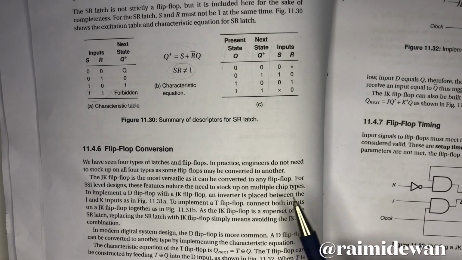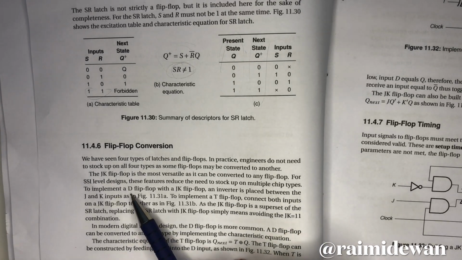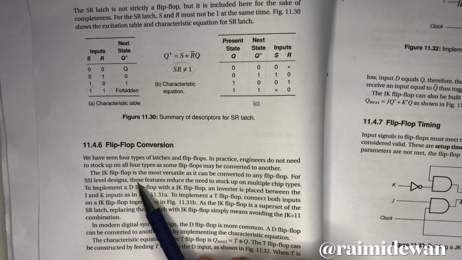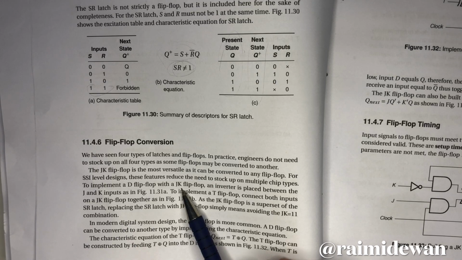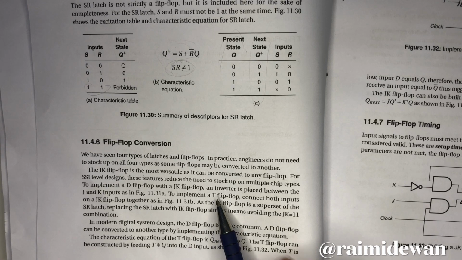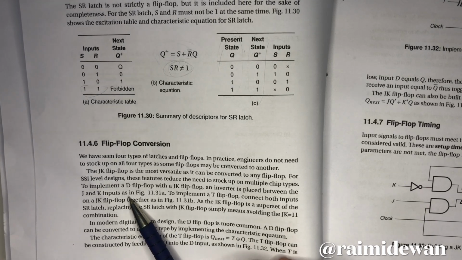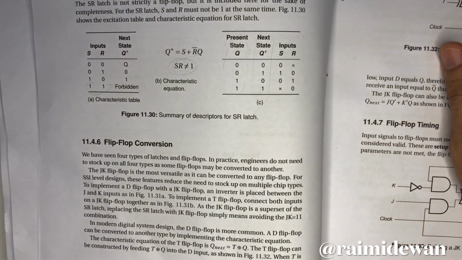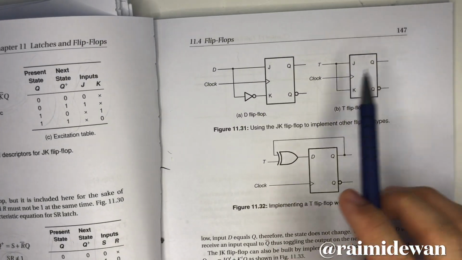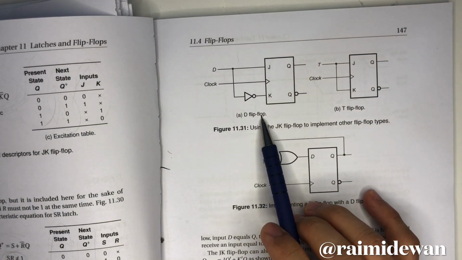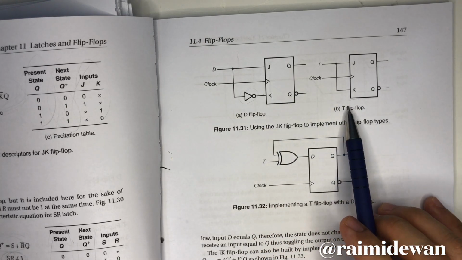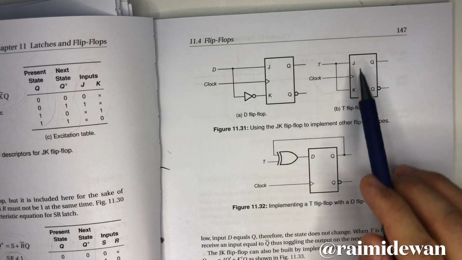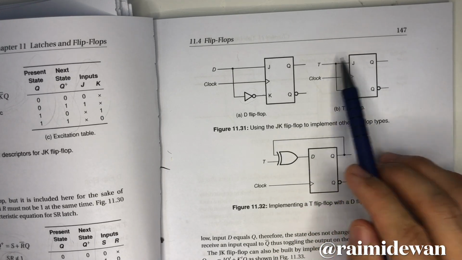Okay, and we don't need to use multiple chip types. For example, if we want to implement a D flip-flop, we put an inverter with our JK flip-flop. And if we want a T flip-flop, we connect both inputs of a JK flip-flop. So here you can see from the JK flip-flop, you can obtain a D flip-flop by having the inverter connected to your K. And how about obtaining a T flip-flop from a JK flip-flop? You just connect both of these to the same input.